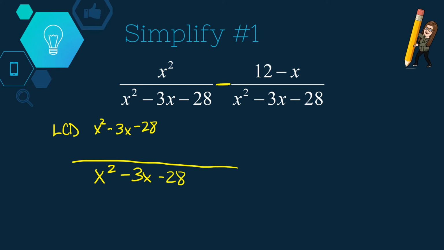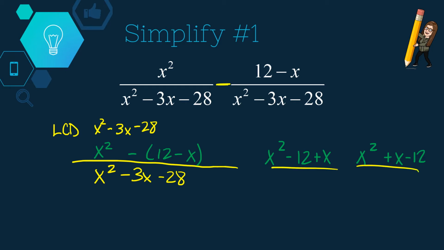And my numerator is going to be the x squared, subtract the entire second numerator. Because I'm subtracting all of it, I need to distribute that subtraction sign. So I arrive at a negative 12 plus x, which can flip around into this nice clean quadratic trinomial, still all over my LCD.